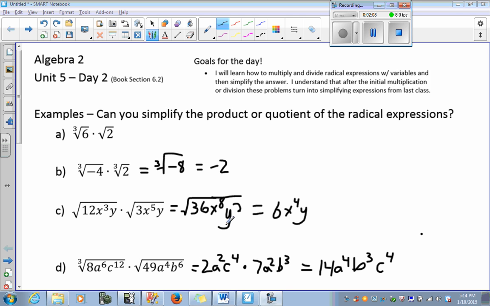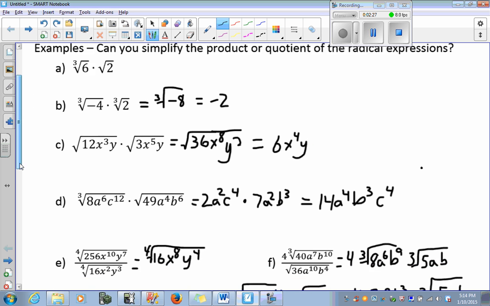Now we just simplify this here. The square root of 36 is 6. The square root of x to the 8th is x to the 4th, and the square root of y squared is simply y. So all of this gives us 6x to the 4th y. Now, let's move to D.